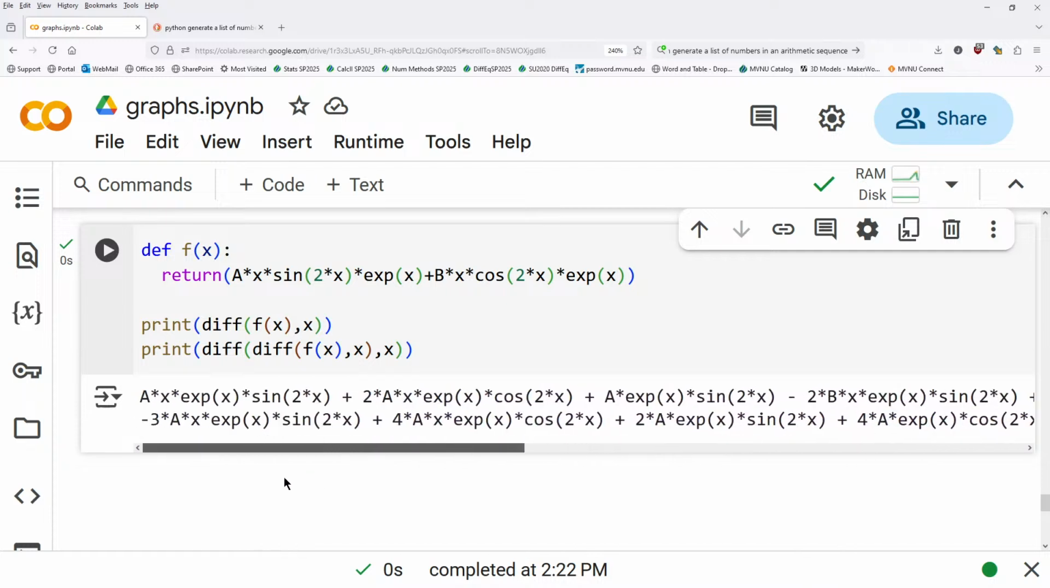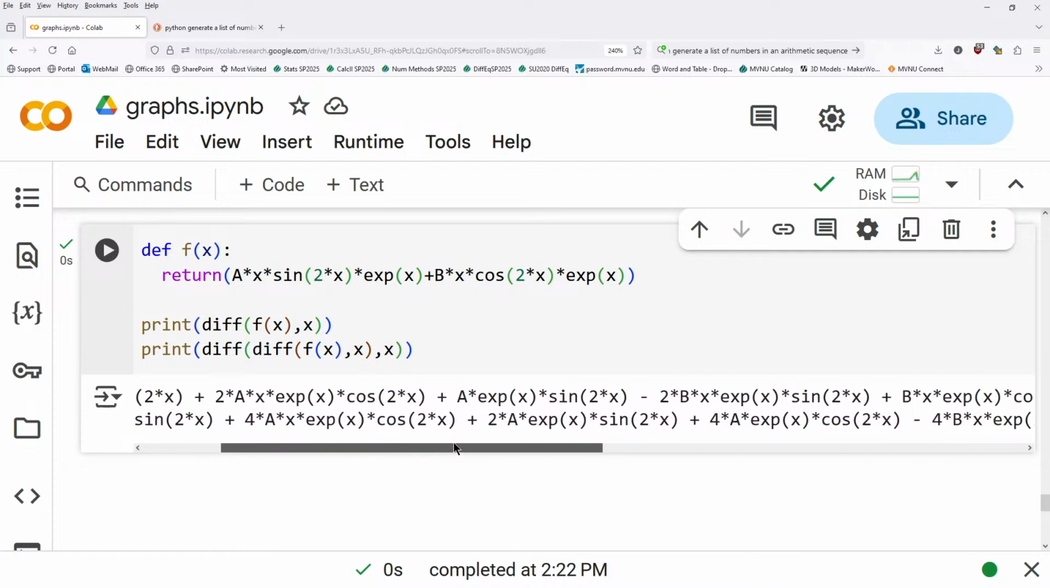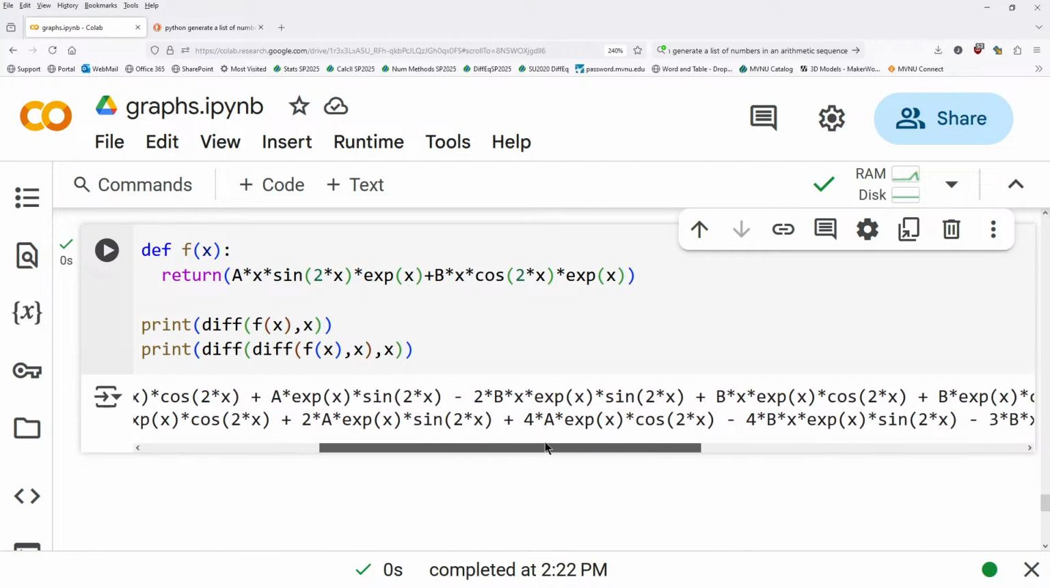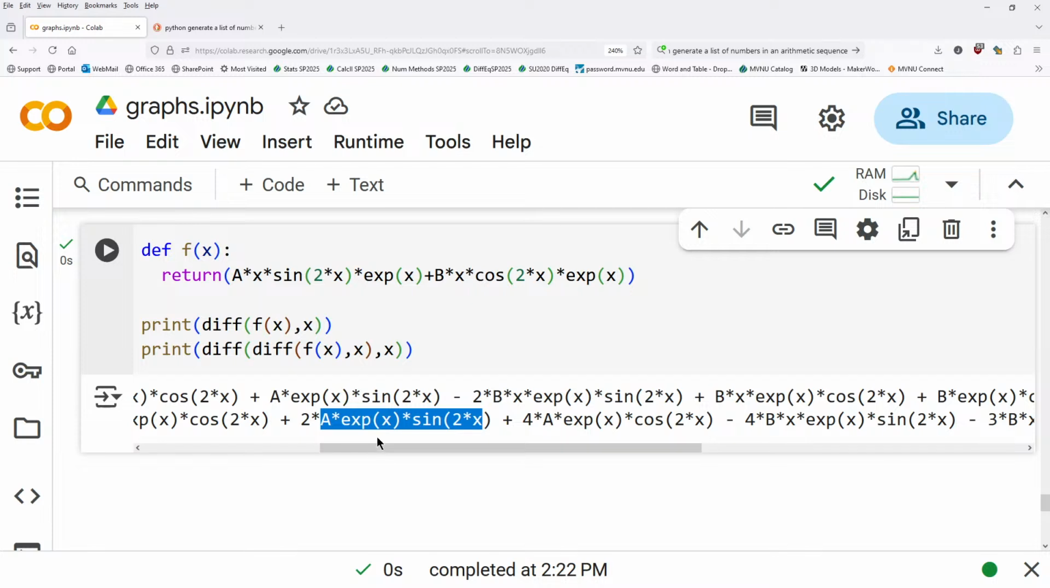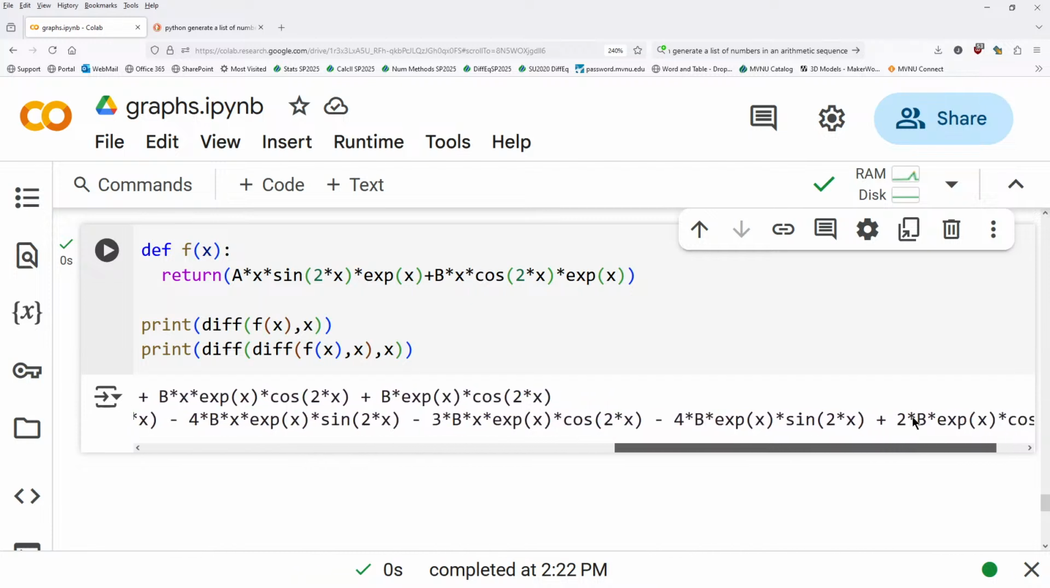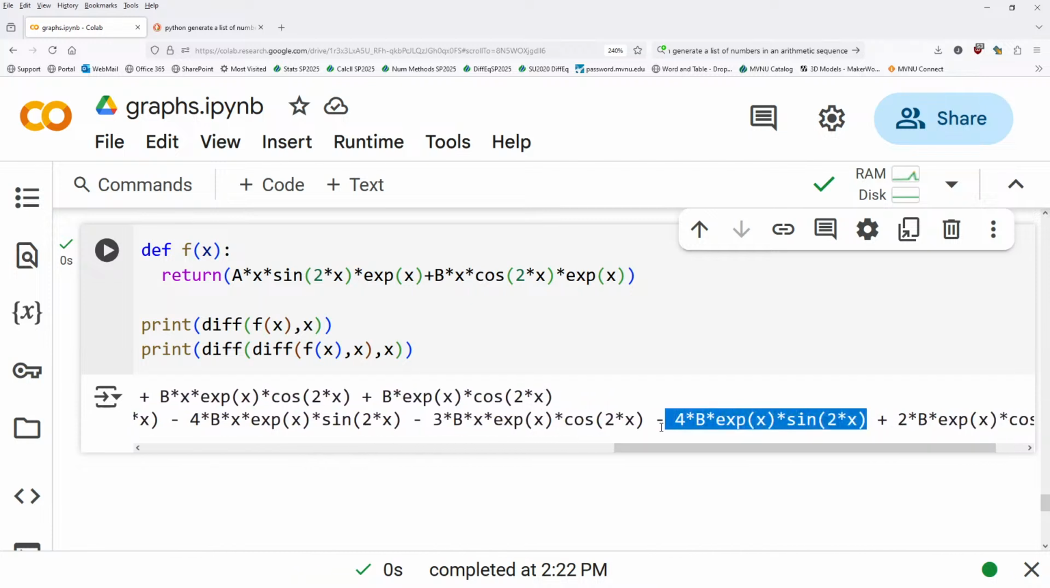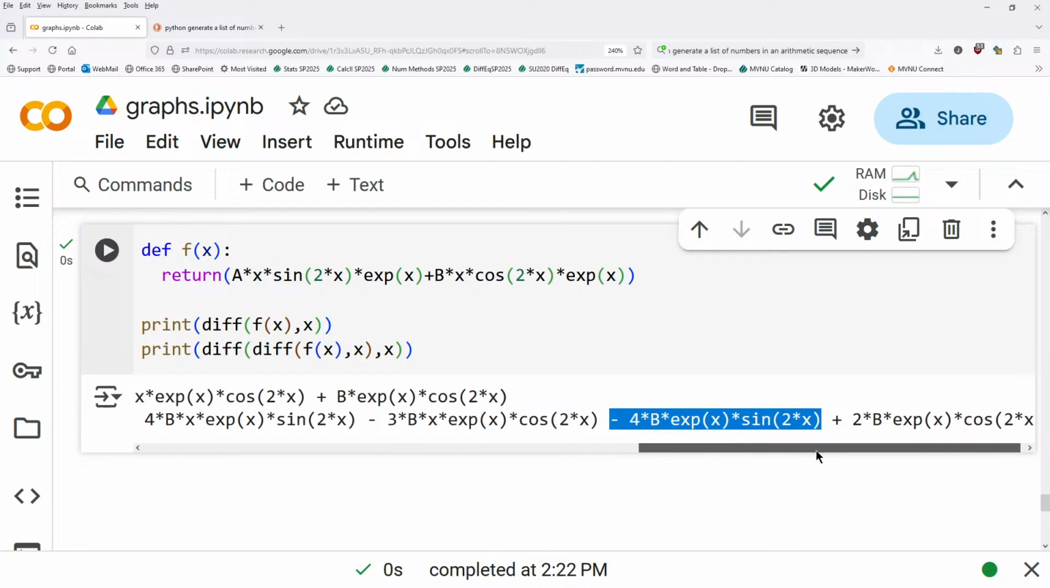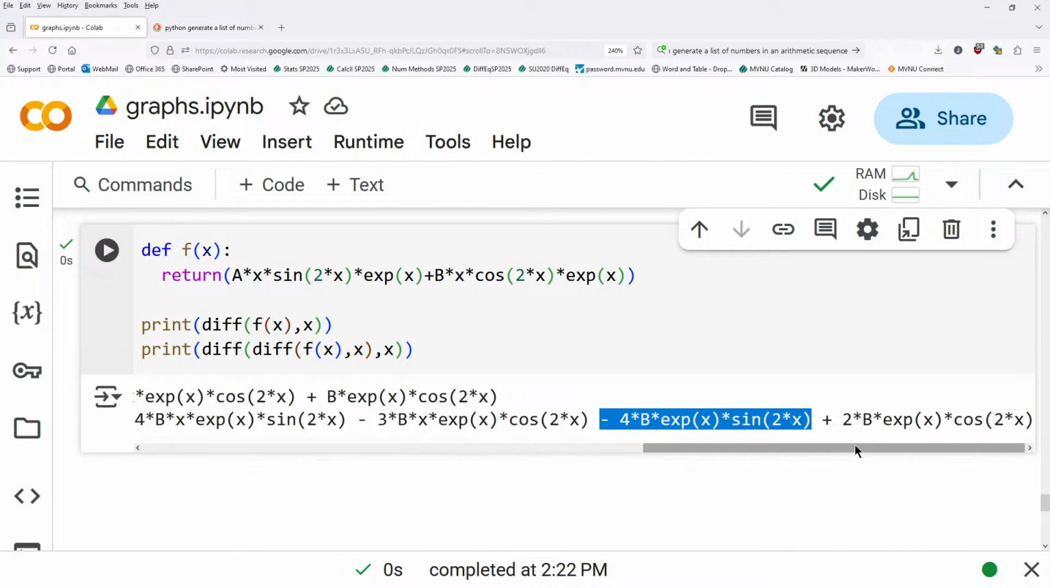And then the second line is the second derivative. I have 2a e to the x sine. I'm looking right here, by the way. I'm looking for things that don't have an x, so 2, yeah, I've got that. And then 4a e to the x cosine of 2x, I've got that. And then the last two, we should have some b's. There it is, 4b e to the x sine, that's negative. Yeah, I got it. Okay, I'm happy.